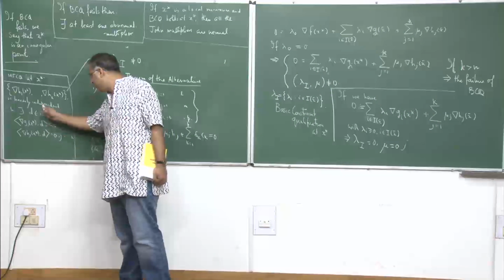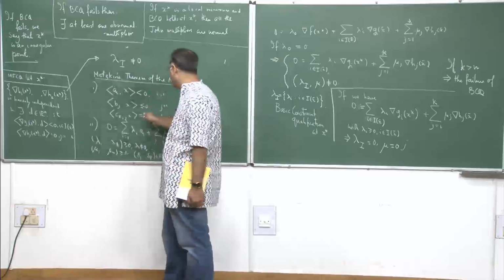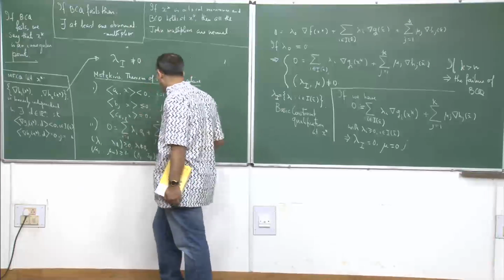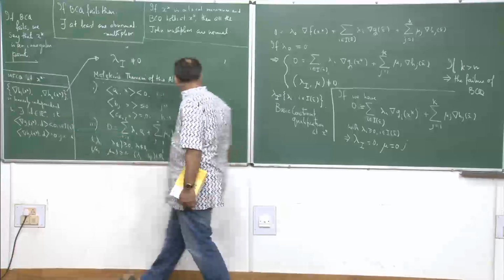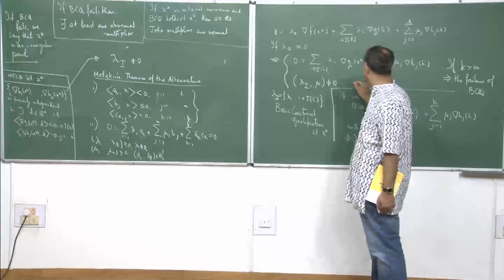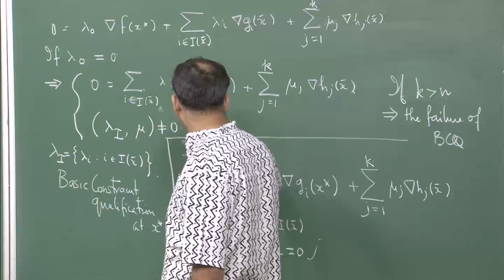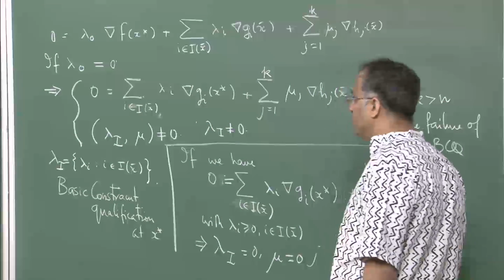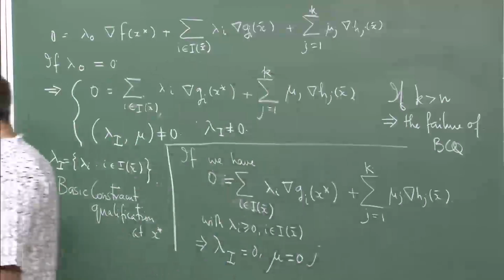What I am showing is that if this system has a solution just by looking at this, which means the first system of Mokins alternative theorem has a solution, so the second system will not have a solution. So, if this system has a solution, this system cannot have a solution, and in this system we will have lambda I not equal to 0, given by the Mokins alternative theorem.